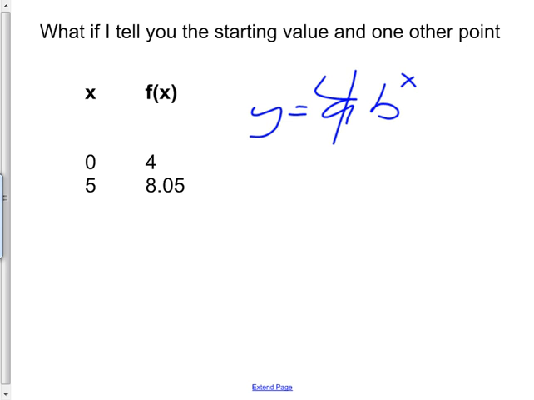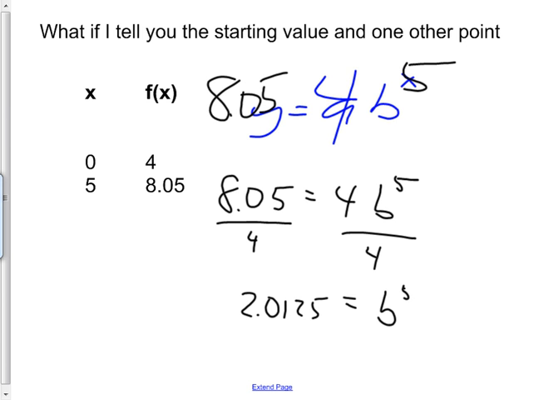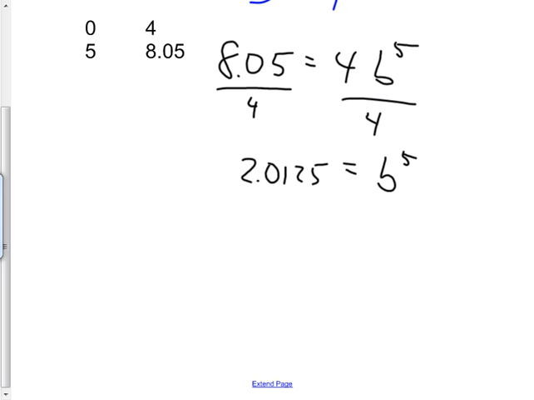All right, so the y is 8.05, and the x is 5. And so I've got 8.05 equals 4b to the 5th. Then I divide by 4. I'm going to need some help on that one because I can't do that in my head. Would you tell me what 8.05 divided by 4 is? 0.125, thank you. And it equals b to the 5th. Now, you're confronted with this little thing. How do you fix that again? Put it to the 1/5.